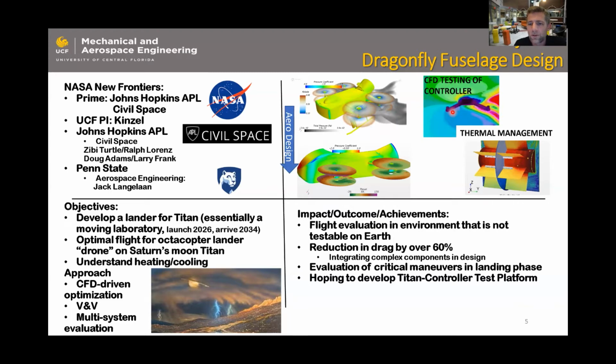A key outcome here is, going between this to this, we were able to obtain on the order of a 60% reduction in drag. And we're at the same time increasing the volume. So giving the scientists more space and more ability to put essentially some of the sensors or the equipment in other parts of the vehicle.